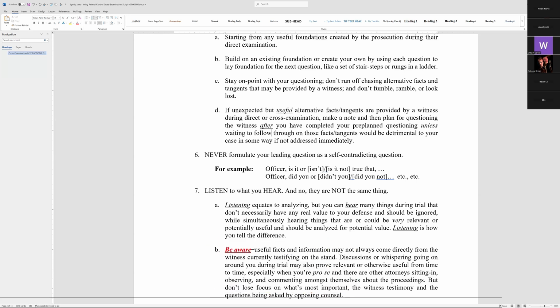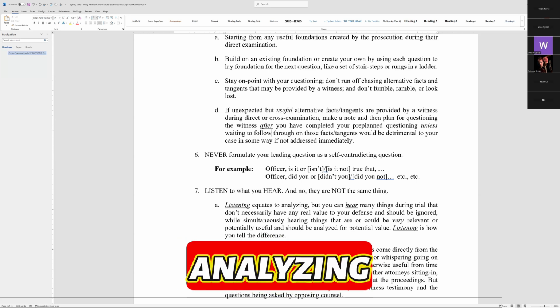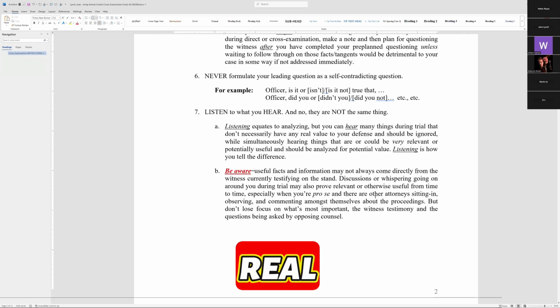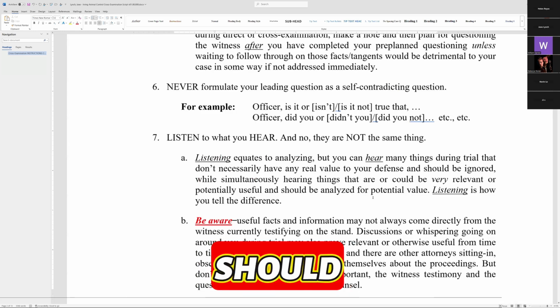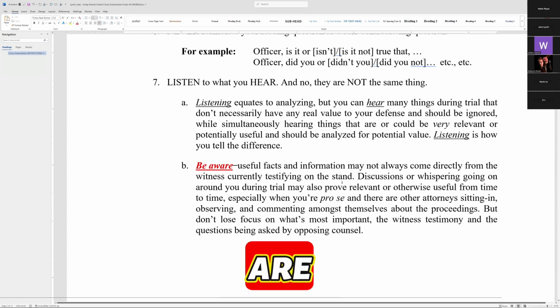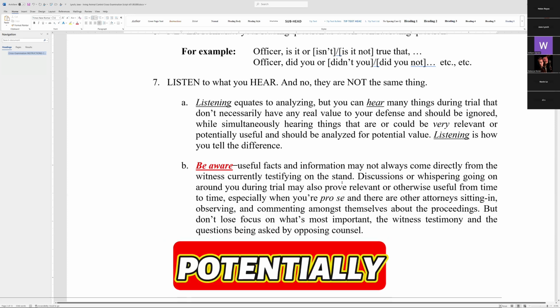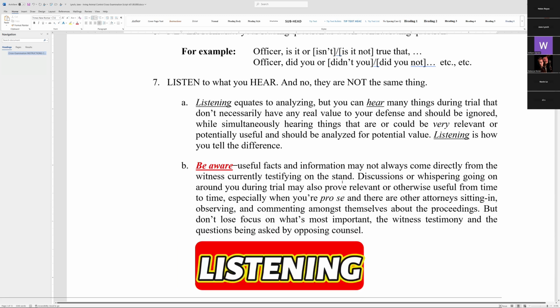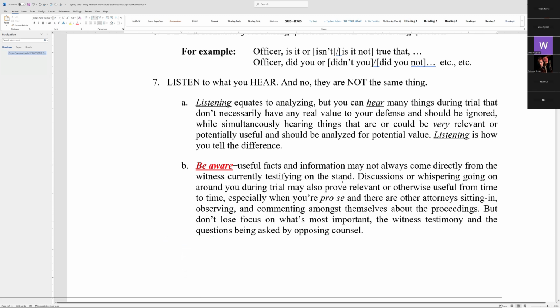Number 7, listen to what you hear. And no, they are not the same thing. Listening equates to analyzing, but you can hear many things during trial that don't necessarily have any real value to your defense and should be ignored, while simultaneously hearing things that are and could be very relevant or potentially useful and should be analyzed for potential value. Listening is how you tell the difference.